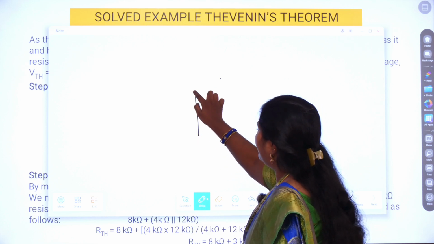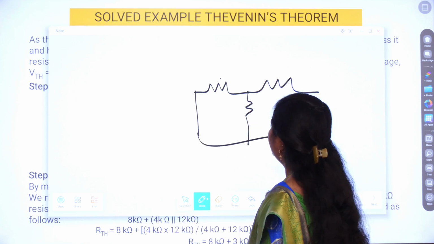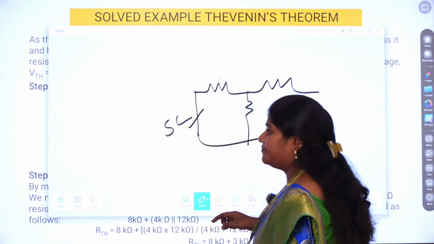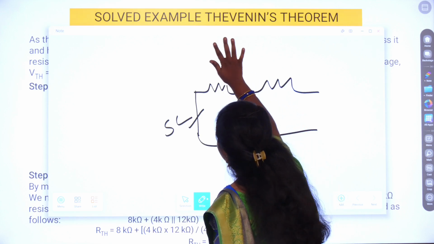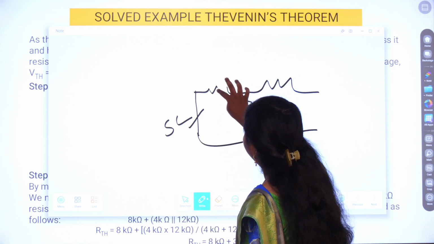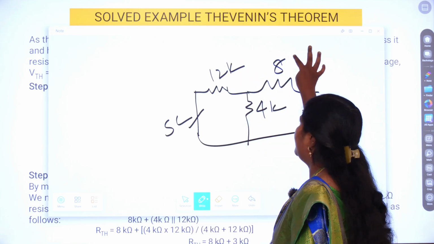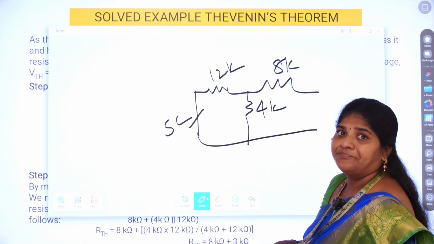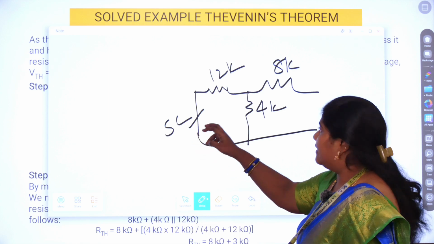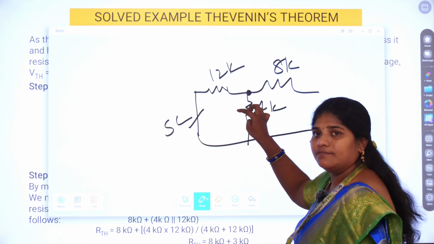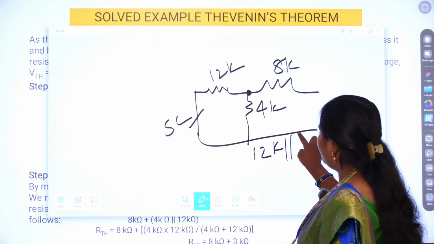So this is how it is short circuited, I have this and this and this. So this particular region is short circuited and I have 4K, sorry, this is 12K, 12K, this is 4K, and here I have 8K. So we are about to find out what is RTH. Since this region is short circuited and here there is a presence of node, we can easily determine 12K parallel with 4K.